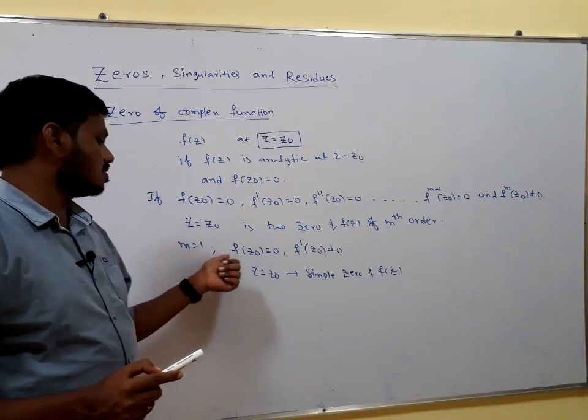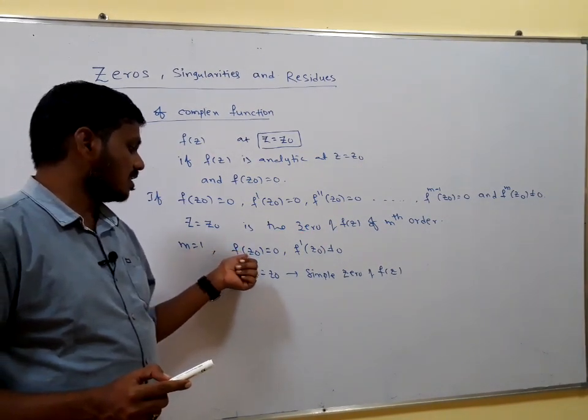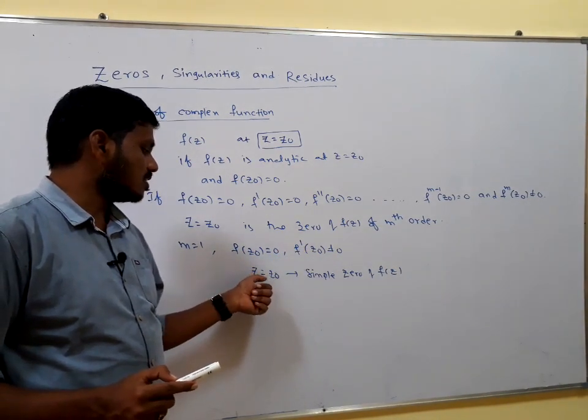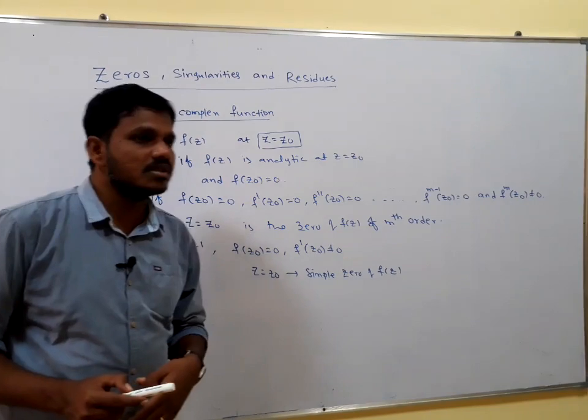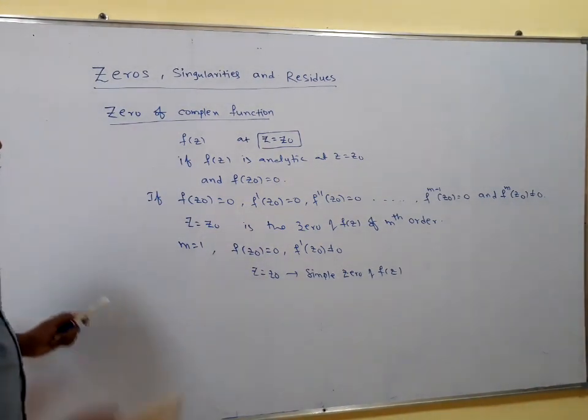Thus if m equals 1, f of z naught is equal to 0 and f dash of z naught is not equal to 0, then the point z equals z naught is called a simple zero of f of z. Now we take the examples on this.